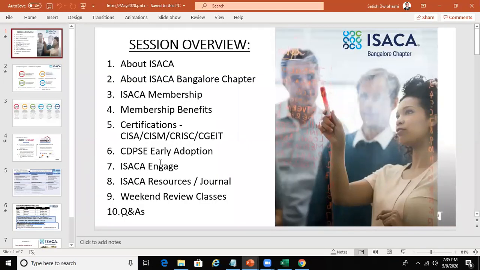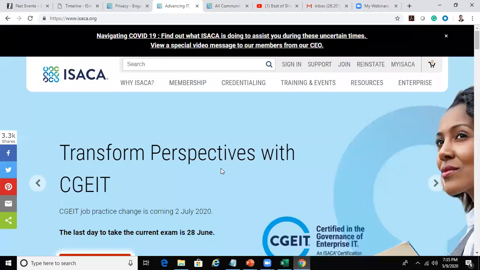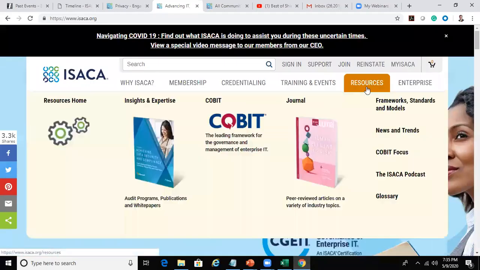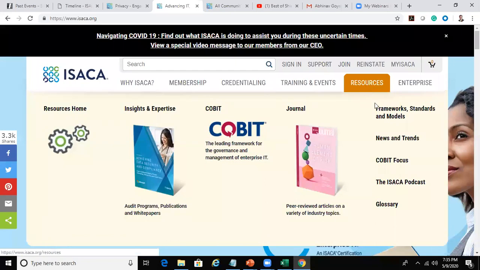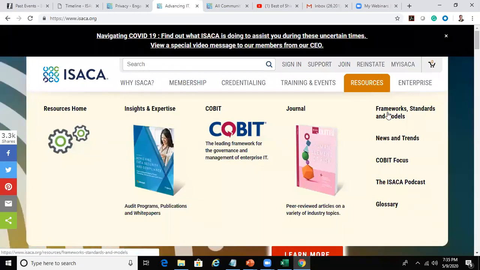So I'm covering everything. ISACA Resources, Journal, I covered already. Please go to isaca.org, go to resources. Tons and tons and tons of resources. You pay the membership fees, but then you get double, triple, 10 times the value out of framework standards, the COBIT focus, podcasts, webinars, whatnot.